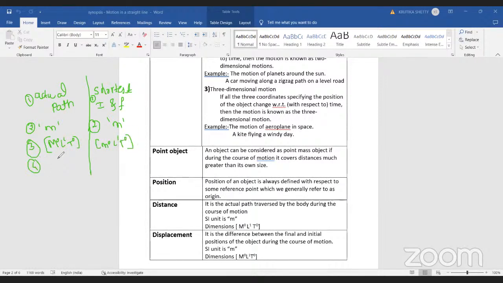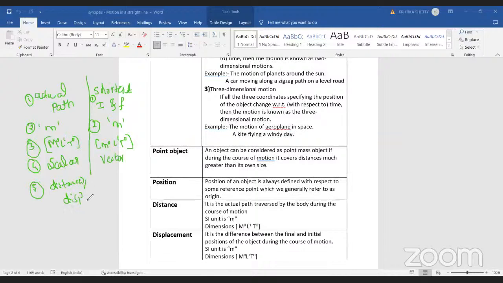Then fourth one, the distance. Whatever the distance is, it is a scalar quantity, and displacement is called a vector quantity. So scalar quantity, vector quantity. Fifth one, that is distance is always greater than or equal to displacement.